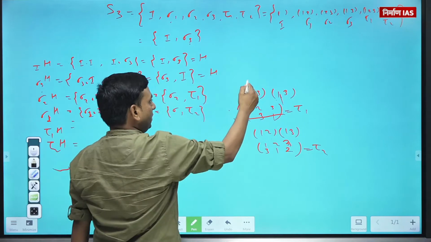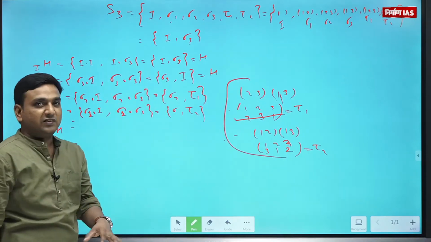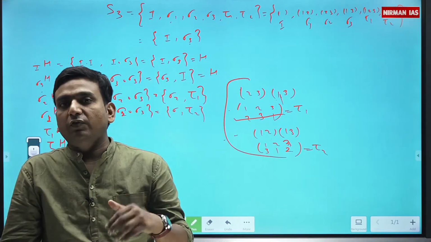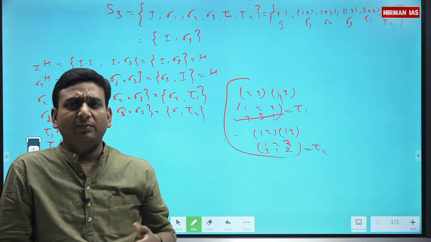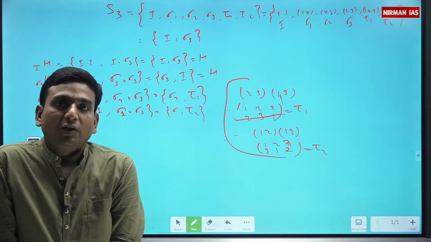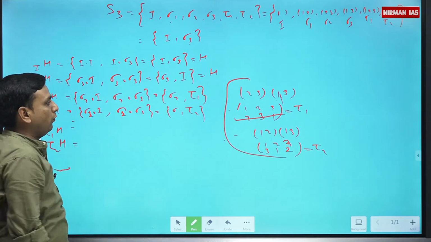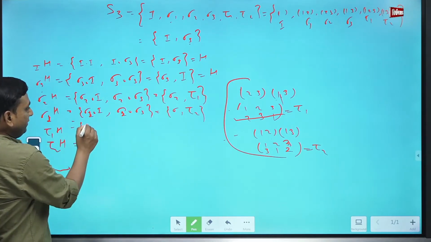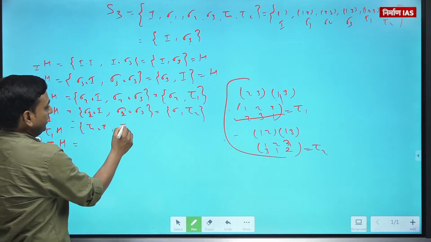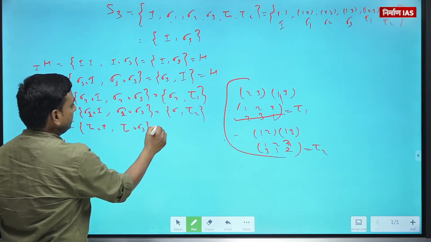Check it out from there only. Compositions are very easy to do if you are in the practice. Just two-three times you do, you'll be in the habit also. Now calculating tau 1 H. It will be tau 1 composition I, tau 1 composition sigma 3.